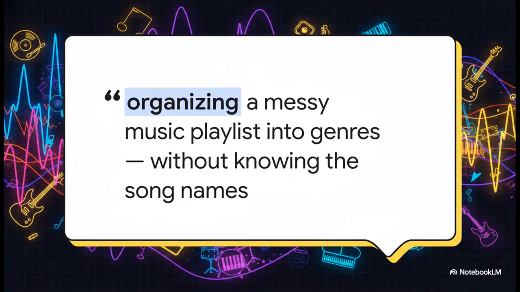A great way to think about it is like organizing a super messy music playlist into genres without knowing any of the song names beforehand. Visualize a massive, unlabeled playlist on shuffle. As you listen, you naturally start grouping the heavy, fast-paced tracks into one mental bucket and the slow, acoustic tracks into another. You're clustering by sonic similarity, not by text labels. And that is precisely how these algorithms process complex data.